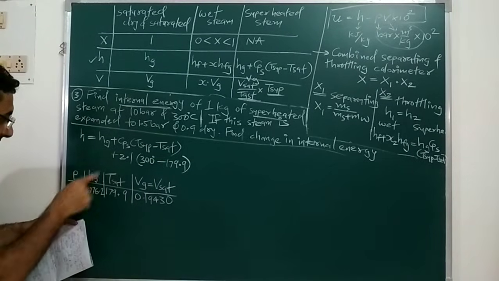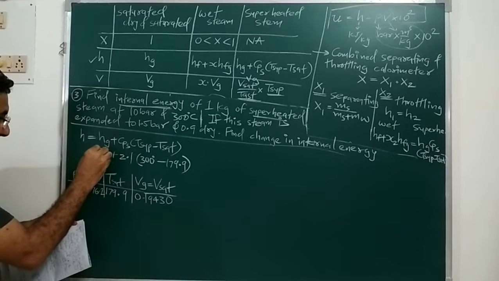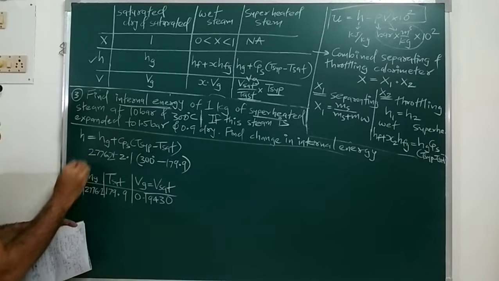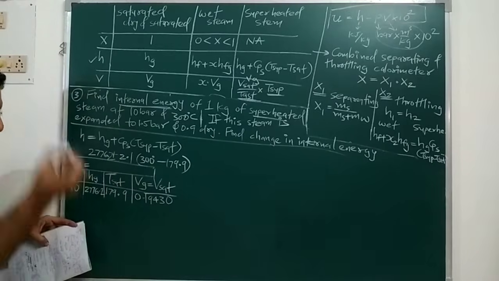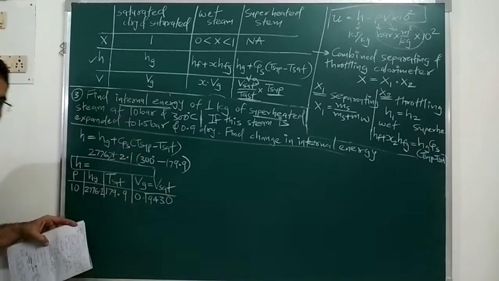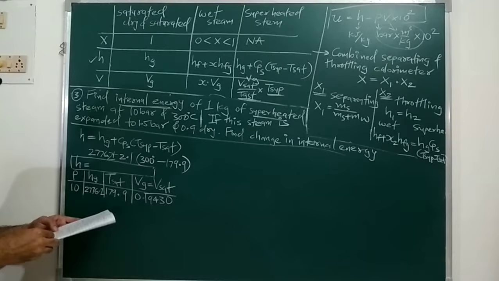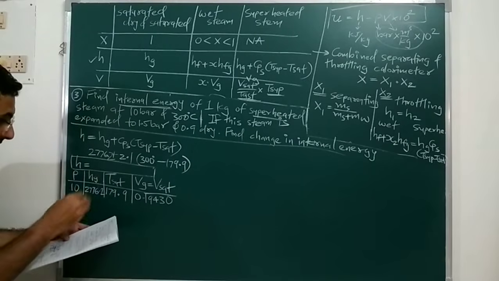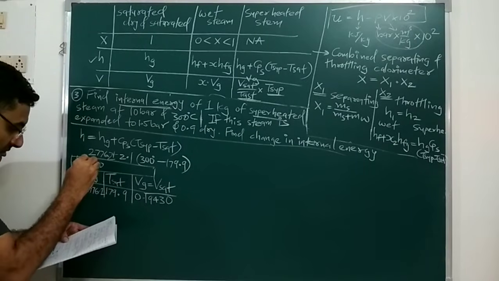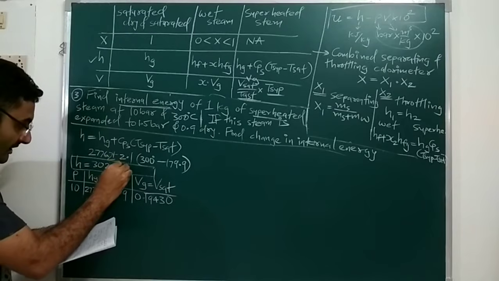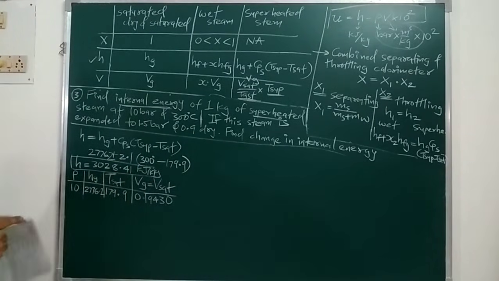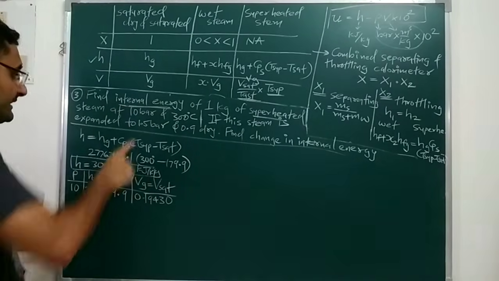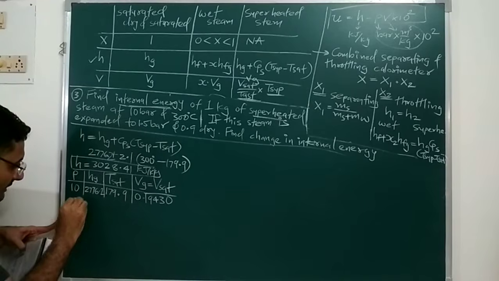179.9. And Hg value is how much? 2776.2. So from that you will get the answer of H in terms of kilojoule per kg. Why? Because 1 kg of steam is given. So the value of H is 3028.41 kilojoule per kg. It is not asked to calculate the enthalpy of superheated steam, but which thing is asked? Internal energy. So now we will find out the internal energy.